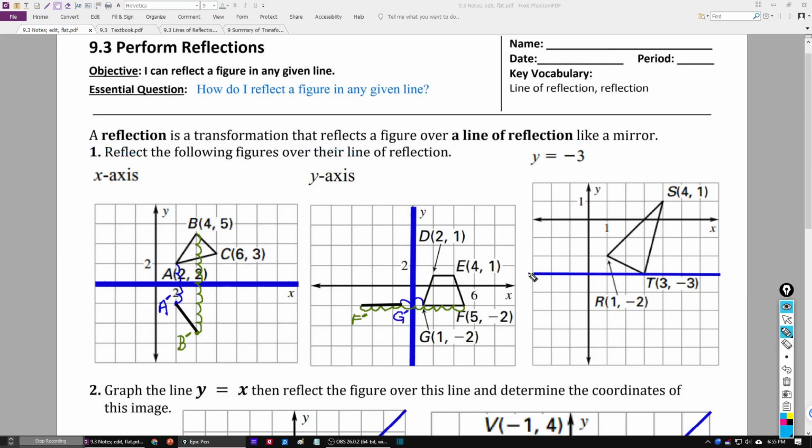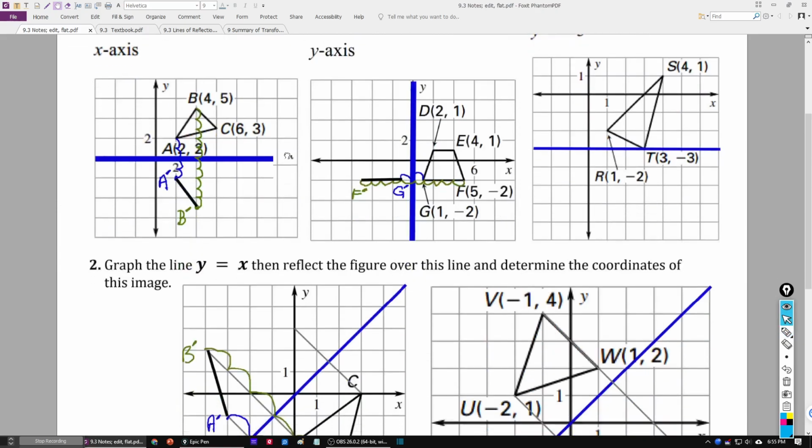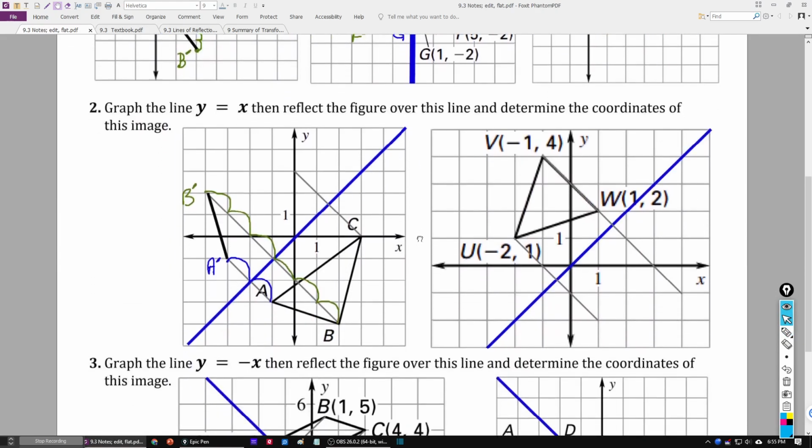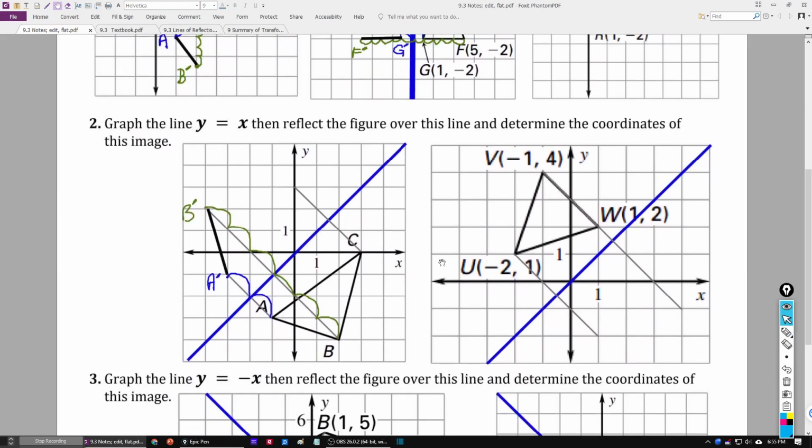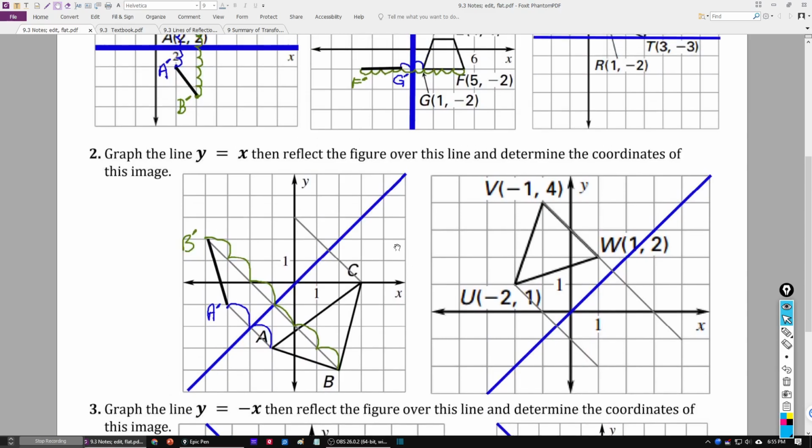Okay, so just a reminder, if you just copied this down and turned that in, you're not going to get many points at all, man. Got to try something on your own. Here we go. So let's do number 2.